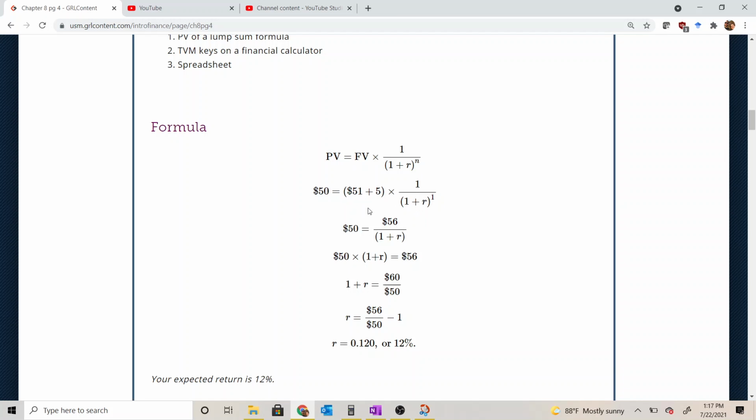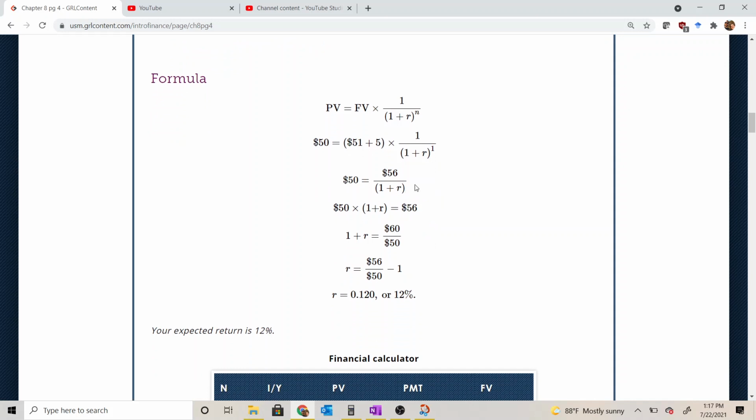So if we just collapse this a little bit to make it a little cleaner, we've got 50, the current price, present value, is equal to the future value of 56 divided by 1 plus some discount rate. So what we want to do is find that little r, find that rate that makes this statement true, that equates the current price with the present value of the expected future cash flows. Right? We can do that by multiplying both sides. We've got to get that r out of the denominator, right?